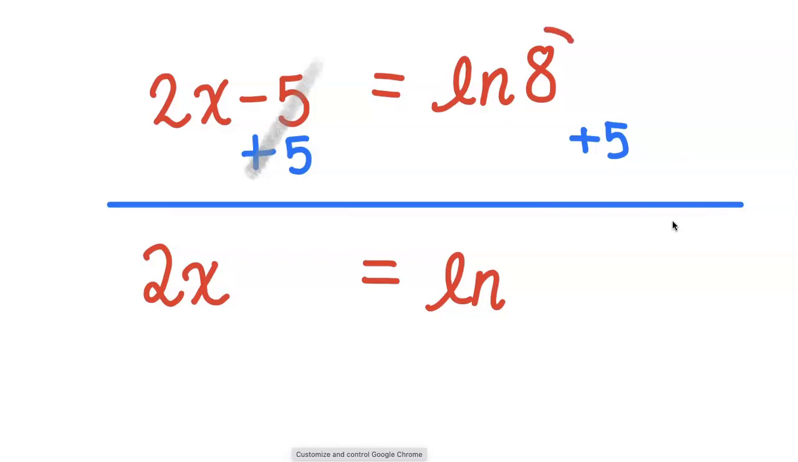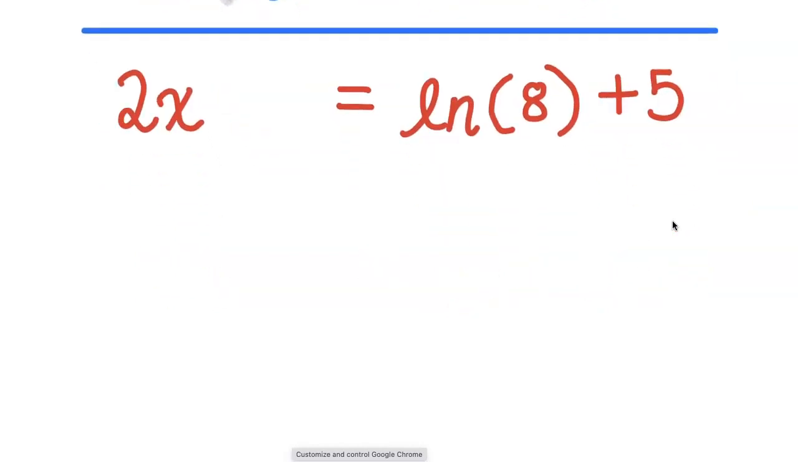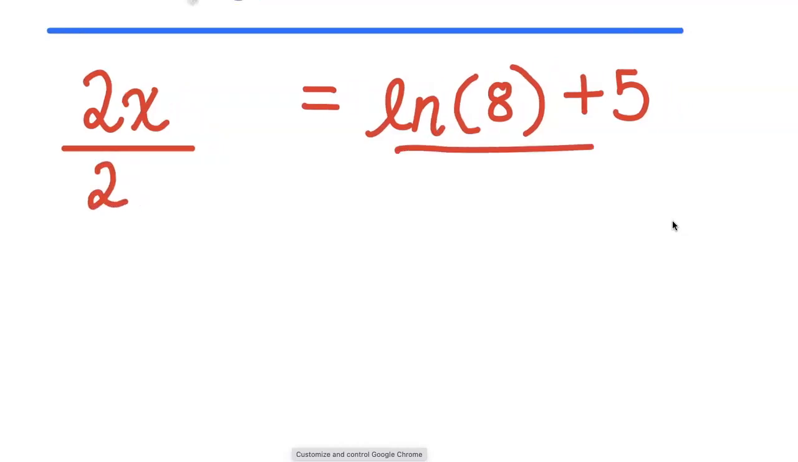But now I don't want someone to accidentally add these two and make it 13. So let me put 8 in a parenthesis. Natural log of 8, and then I will put the plus 5 after it. Another way of doing this is to put the 5 in front of natural log of 8, like we could have written it as 5 plus natural log of 8. As long as you're not adding that 8 and 5 together, that's going to be okay. Now, final step, let us divide both sides by 2. And that's it. We finally solved for x.